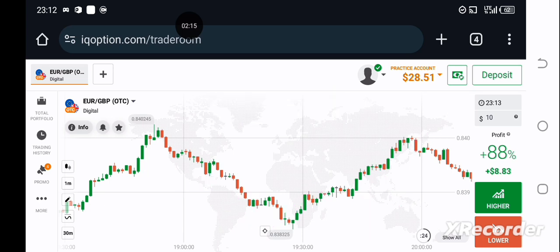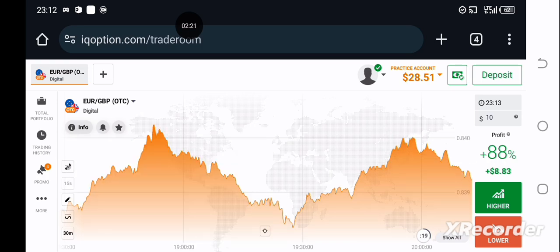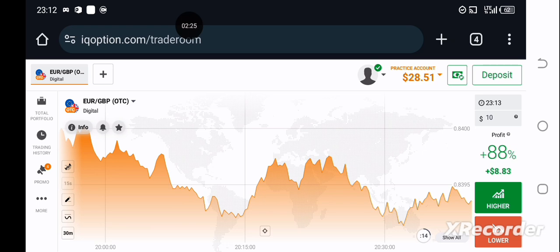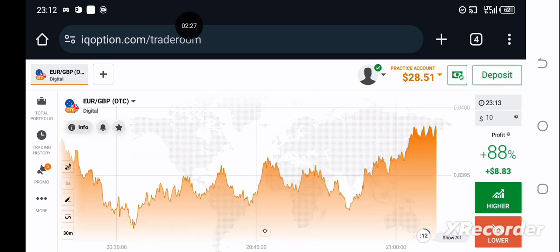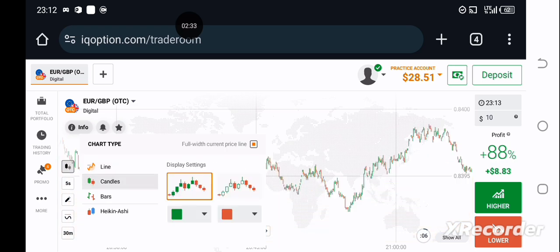So that's why if you switch it to a line chart, you will realize that this is how it moves. Let me change it to line chart. You can see that the market moves in waves. So this is it. Look at the market movement. So the market moves in waves. Let me take it back to our candlesticks.